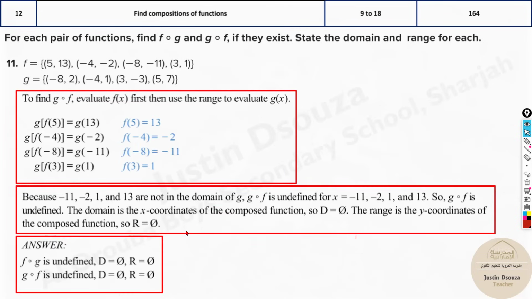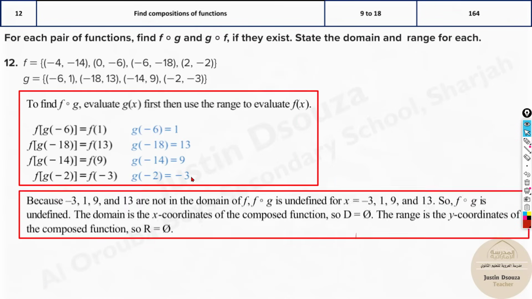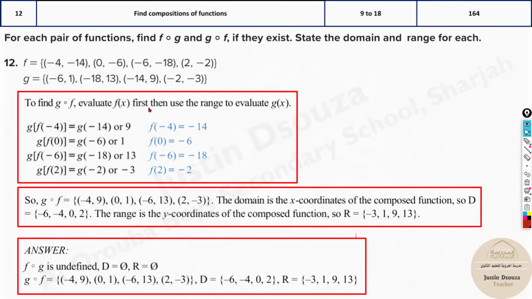And over here also null set. There's nothing that matches, so it's undefined. Now there are no coordinates at all, so you write undefined. Similarly, please do try the answers over here as well. It's null set over there, and over here your coordinates. You can do it by yourself and then check the answers.